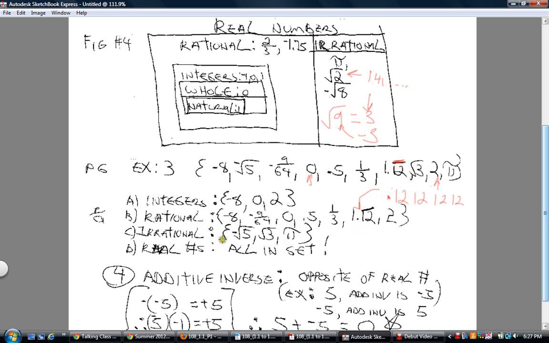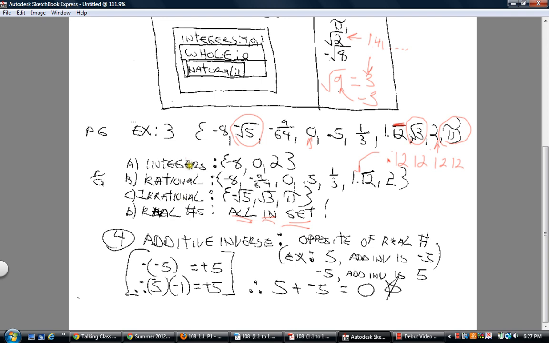Irrational numbers are the ones that don't make sense. The square root of -5 would be an example. I'm looking for the square root of 3. That's not a perfect square. And there's pi, which we've already talked about before. Okay, finally they say part D, come up with all real numbers. Well, that's all the elements that are in the set. That's how you would answer that. So you list them all.